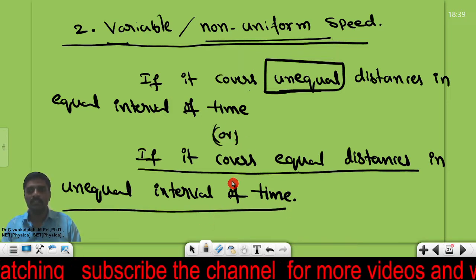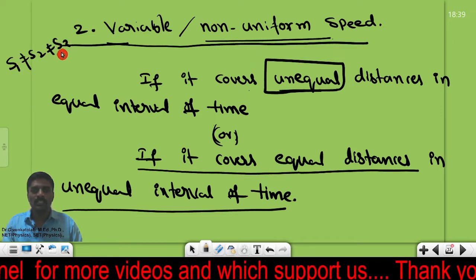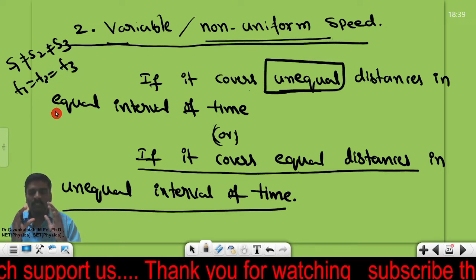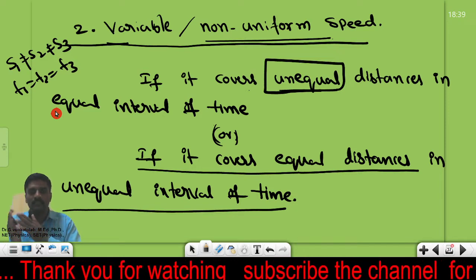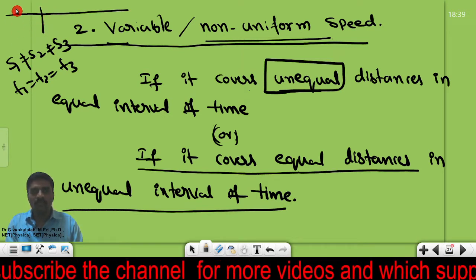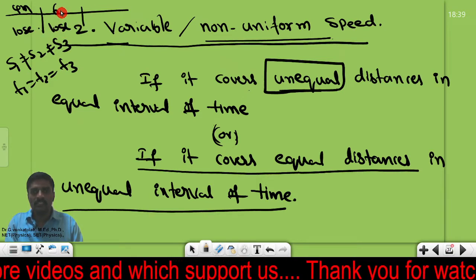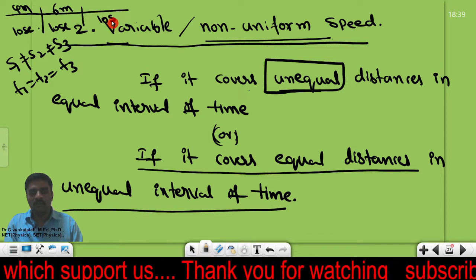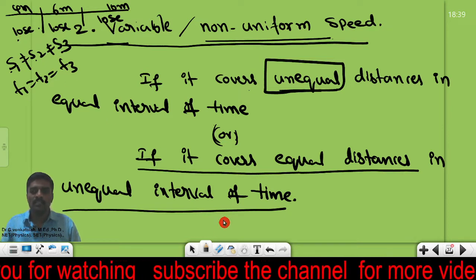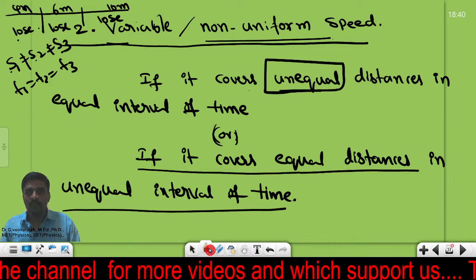So we are modifying this. That means S1 is not equal to S2 is not equal to S3, even though T1 is equal to T2 is equal to T3. We take some intervals of time: first 10 seconds, next 10 seconds, third 10 seconds. Let me take a journey like this. In the first 10 seconds the body covers 4 meters, in the second 10 seconds it covers 6 meters, and in the third 10 seconds it covers 10 meters. That means S1, S2 and S3 are not equal, but the time is the same. So that type of speed is named variable speed.